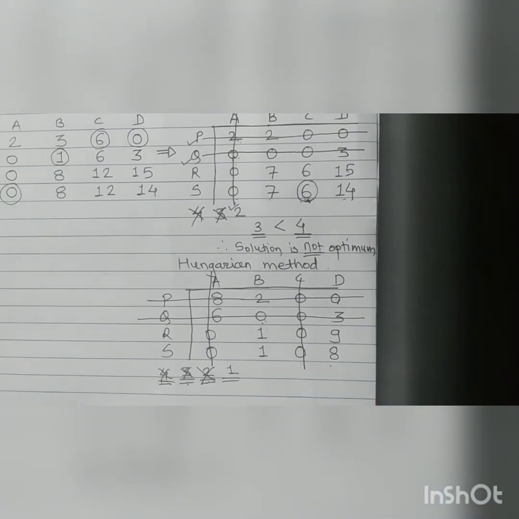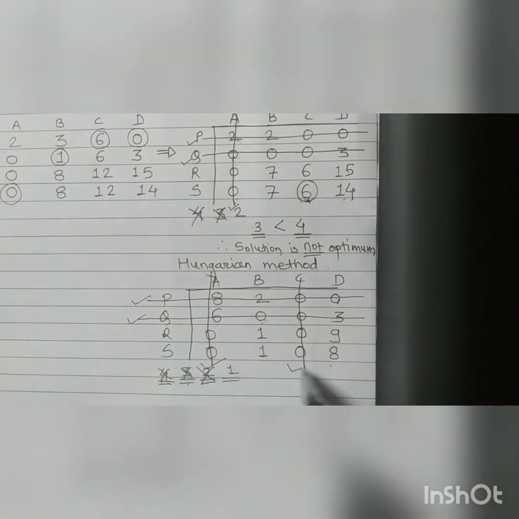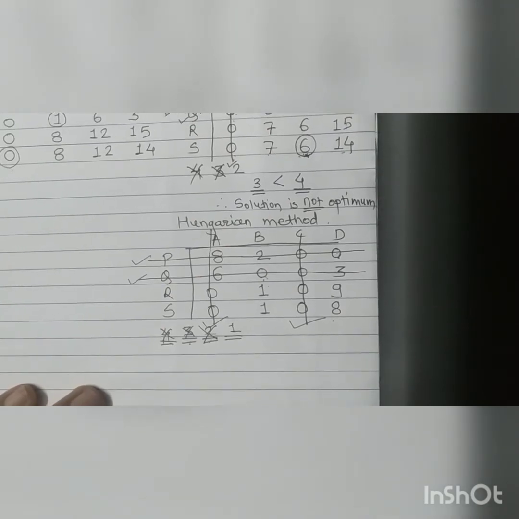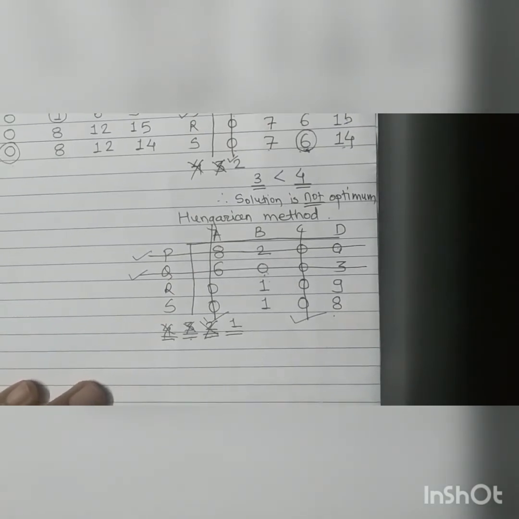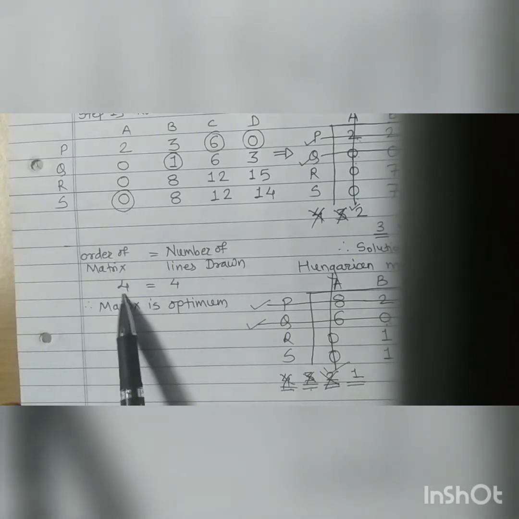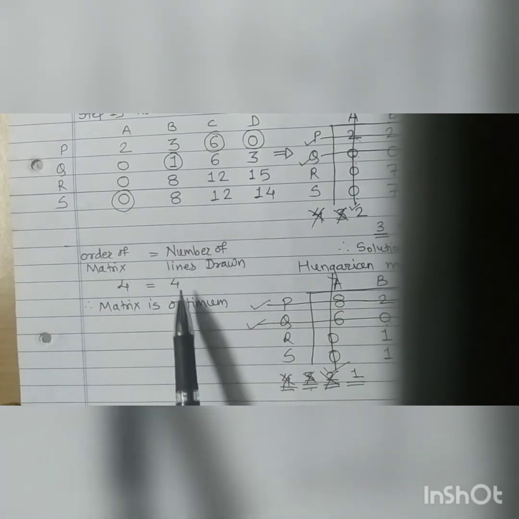Now how many lines are drawn? 1, 2, 3 and 4. So I have drawn 4 lines. What is order of matrix? Order of matrix is 4 and we have drawn 4 lines. So we got optimum matrix. So you can write down that. So you can write like this: order of matrix is 4, which is equal to number of lines drawn, which is also 4.